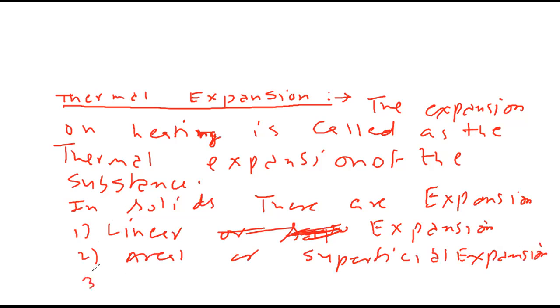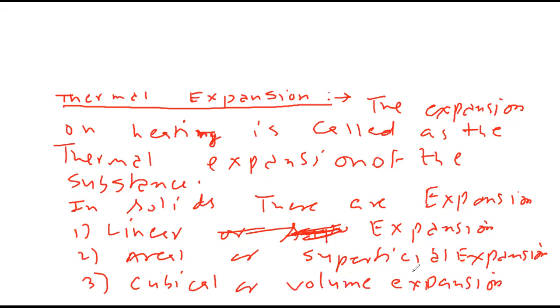Length and breadth both, that means area. And third is cubical or volume expansion. In solid, volume increases. So in solid we have three types of expansion: linear, aerial, cubical.